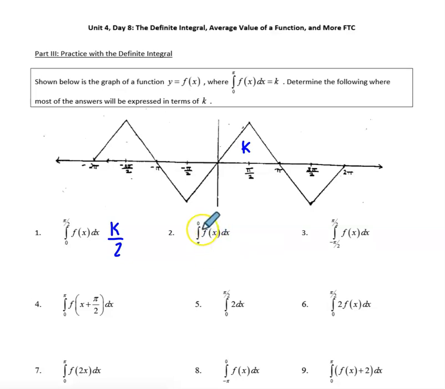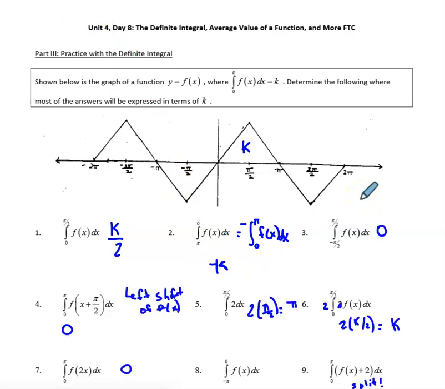So from pi to 0, notice that my limits of integration are not written in the correct order. So we want to change the order to 0 to pi and pull out a negative sign. And so we're already told that the integral from 0 to pi is k. So with that negative sign, the answer to this one is negative k. All right, so please pause and do this work on your own and then come back to check.